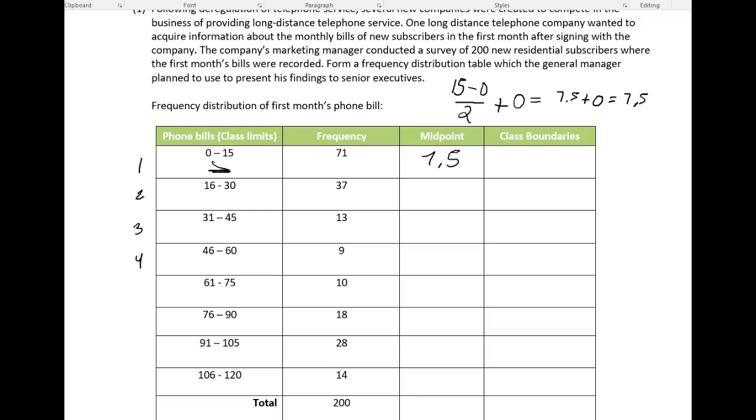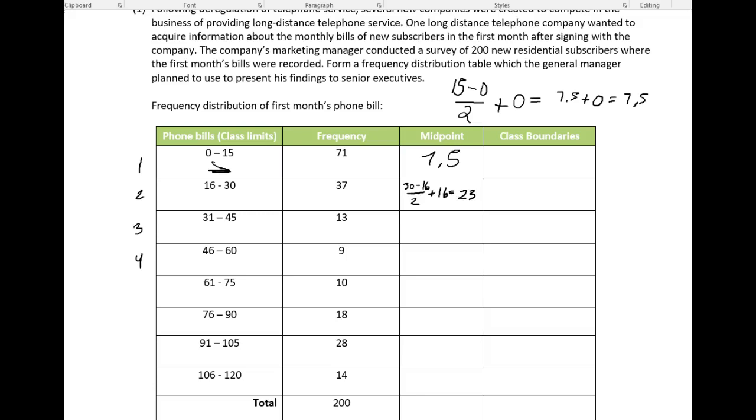The secondary one that we would do is the 16 to 30 class. Maybe I'll try to do this math inside here. We'll see if that works. So we just say 30 minus 16, divided by 2, plus 16, the lower limit. And what is that going to give us? 30 minus 16 is 14, so we have 14 on top of the fraction, and divided by 2, it's going to be 7. So it's going to be 7 plus 16, and that equals 23.